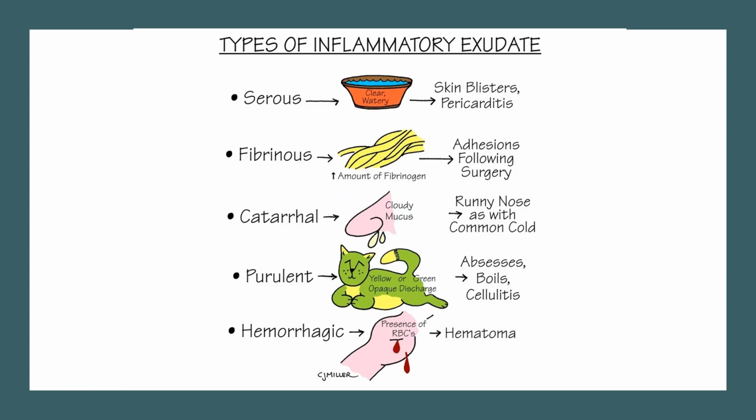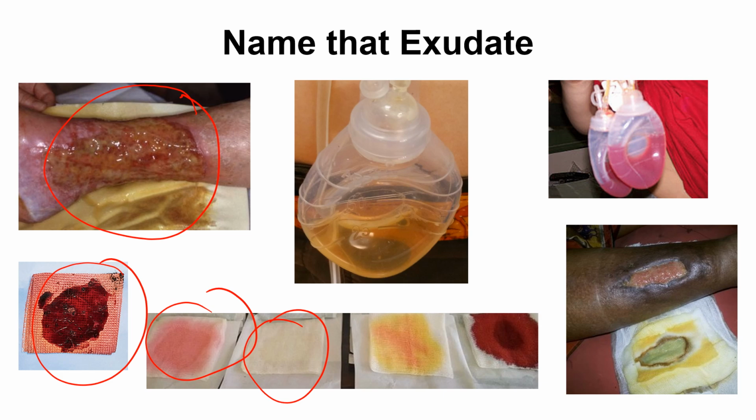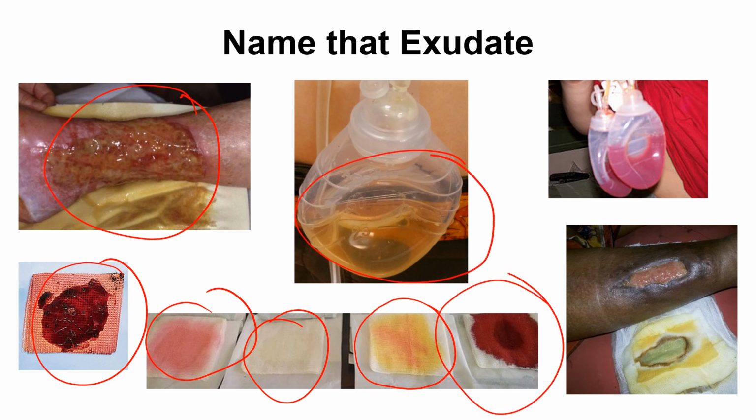Okay, this is just a little picture showing you the different types of exudates. You should be familiar with what exudates look like. So this one here looks like purulent. This is sanguinous, serosanguinous, serous. This could possibly be purulent or serosanguinous, it just depends on what the wound looks like. This is sanguinous. This is serous. This looks like it's serosanguinous, and this is purulent.